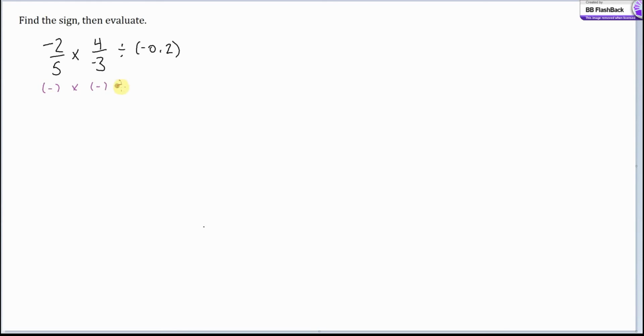And then finally, it's divided by a negative number. A negative times a negative divided by a negative. Well, the first two work out to be a positive, because a negative times a negative is a positive, and then we divide by a negative. A positive and a negative gives us a negative. So overall, this whole question will end up with a negative number.